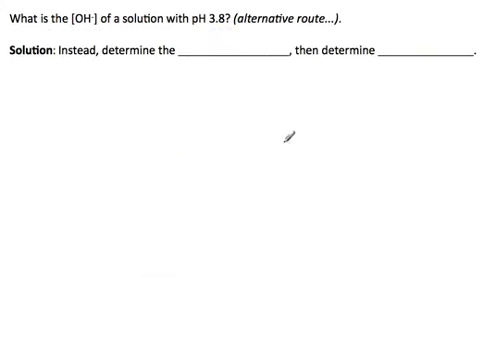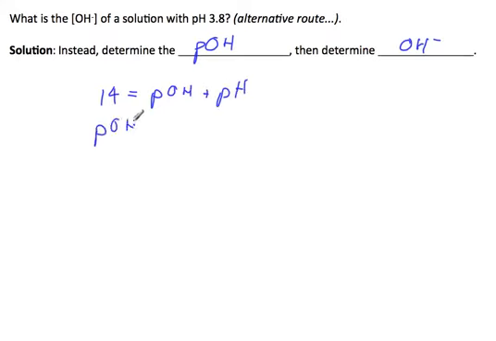Well, there's the second way. In this case, we're going to find the pOH, and then we're going to find the hydroxide ion concentration. So our question remains the same. We're just approaching it from a slightly different point of view. If you remember, 14 equals pOH plus pH. So the pOH equals 14 minus pH, which equals 14 minus 3.8, which equals 10.2.